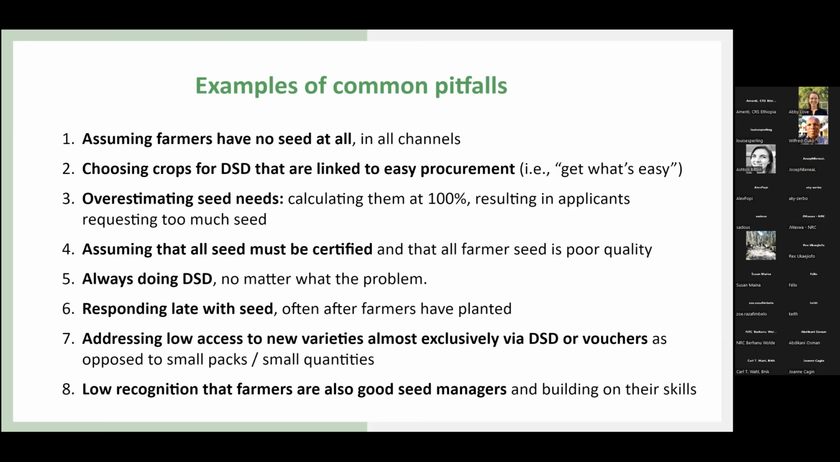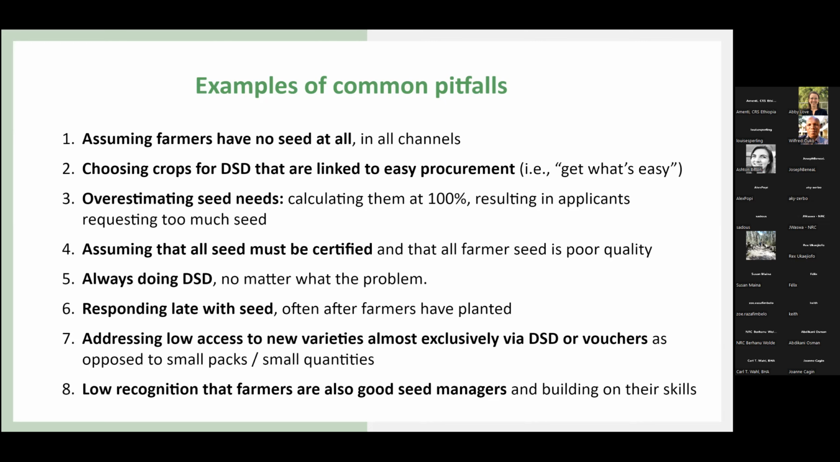So number 4, we look at seed quality, and often there's that assumption that all seed must be certified and that farmer seed is of poor quality. And often organizations resort to direct seed distribution irrespective of the problem that is being addressed. And also responses are often done late, and many times we see organizations coming in with seeds when farmers, for example, have already planted their fields.